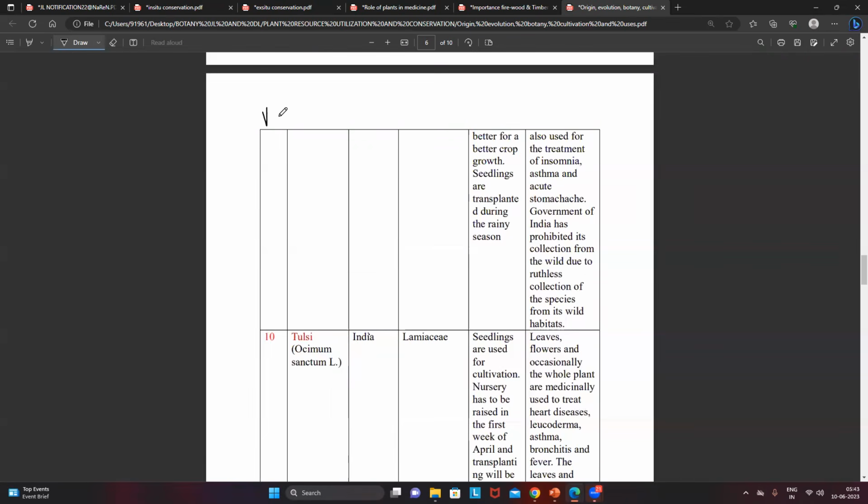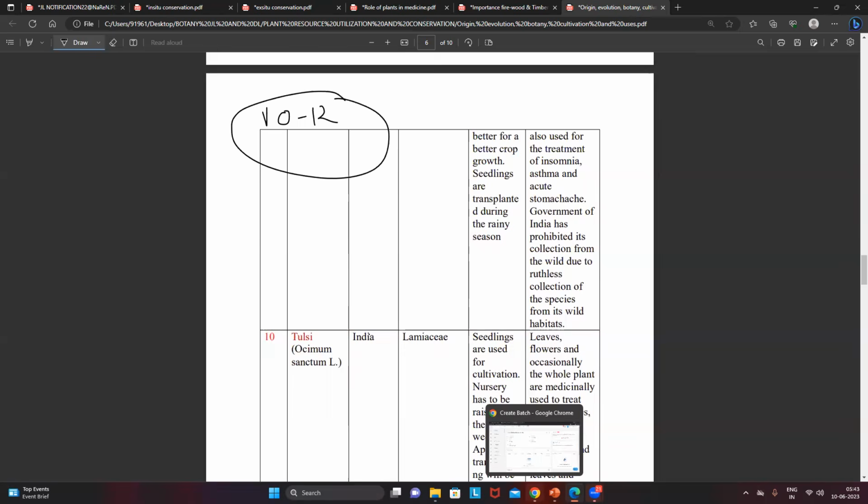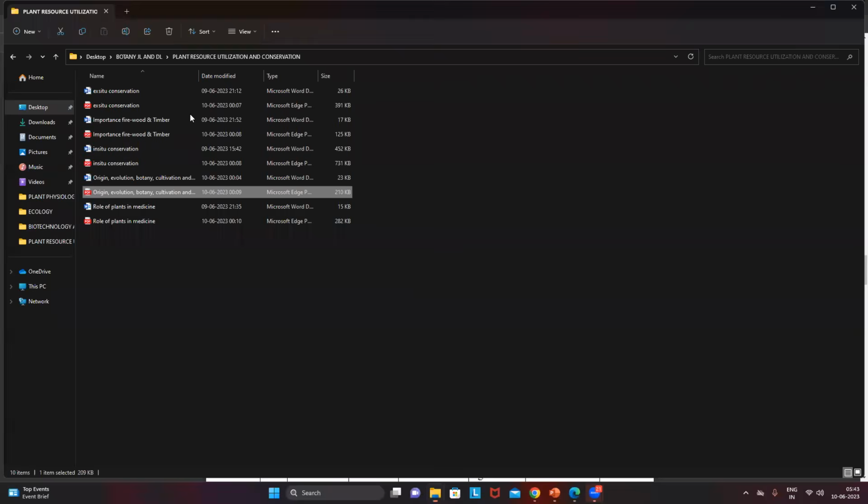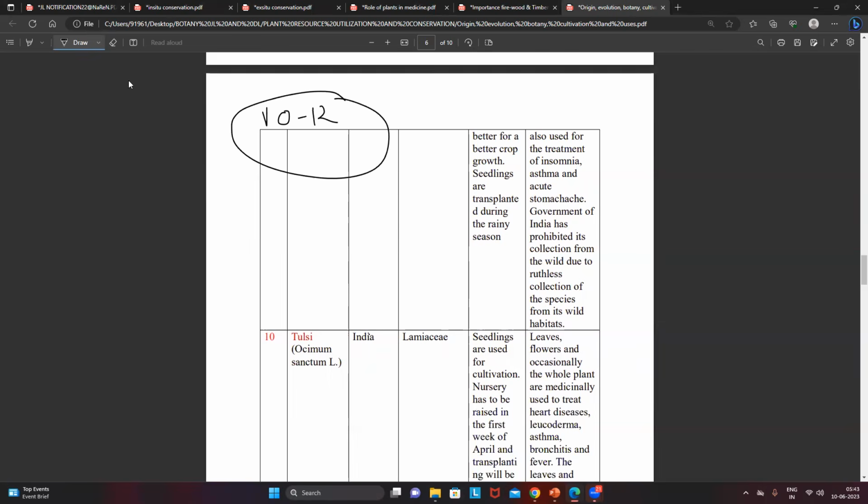you will hardly get 10 to 12 charts. That's all. In the entire syllabus which we have mentioned here, in ex situ conservation, in situ conservation, importance of firewood and timber, role of plants in medicine, in all these, you will get hardly 10 to 12 charts every single day. Trust me, if you don't read, there is no point of providing the study material to all of you. Read 20 minutes, those 12 charts, 20 minutes.